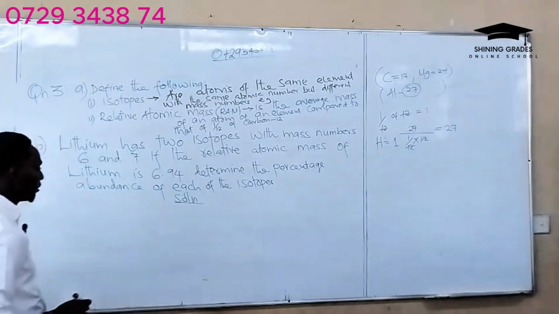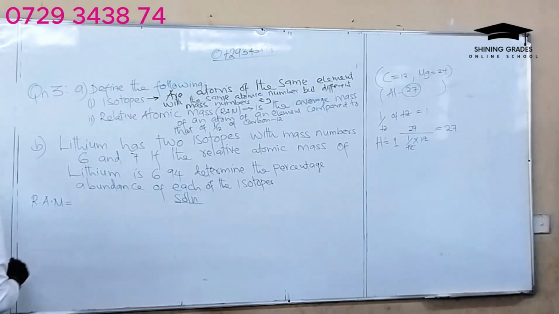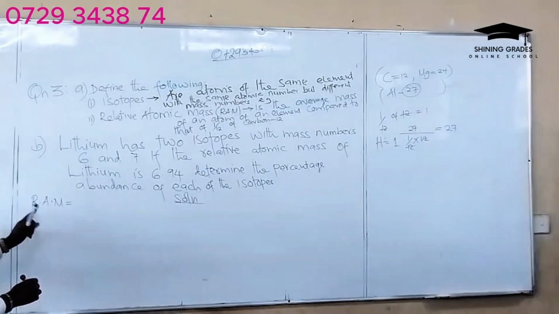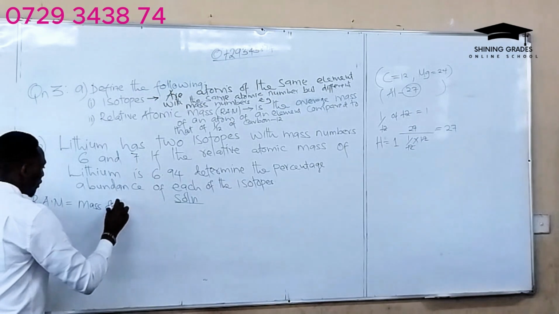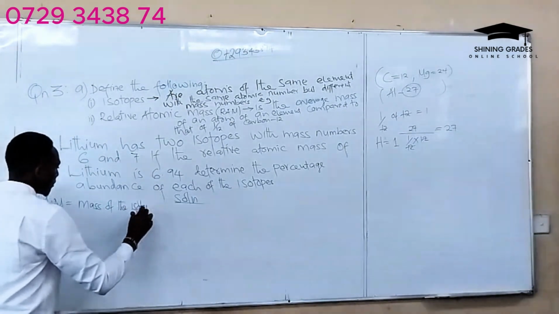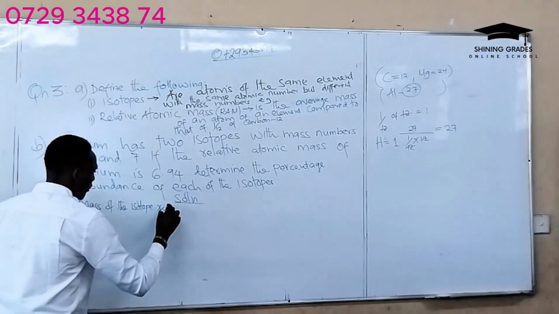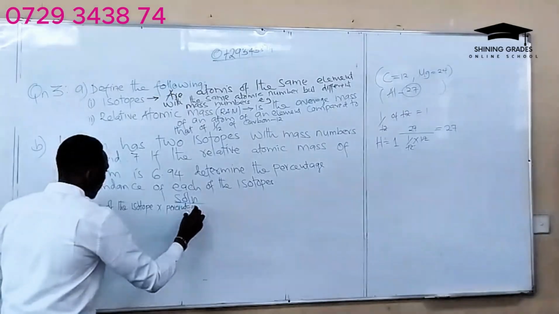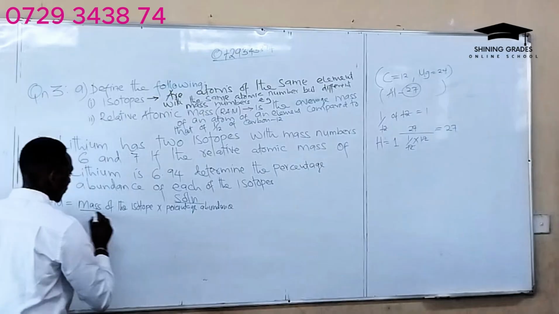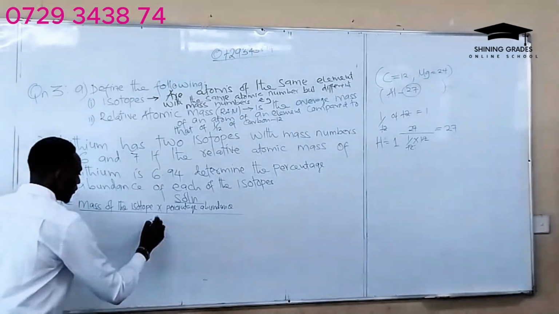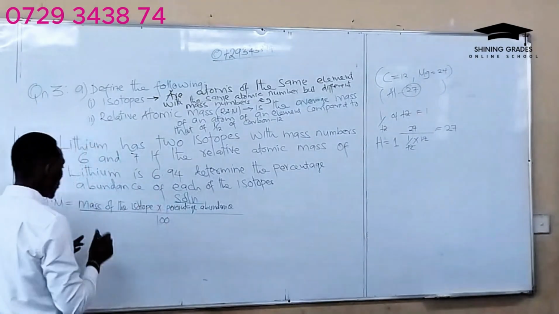before we proceed, we need to understand that relative atomic mass has a formula that is given by R.A.M is equal to mass of the isotope multiplied by the percentage abundance of that particular isotope. Then you divide by 100. We are dividing by 100 because the abundance is in form of a percentage.